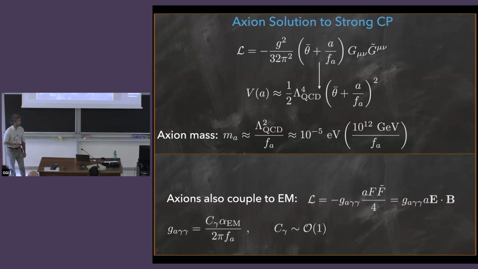And also, very importantly for this talk, and for most of the talks this week, the axion couples to electromagnetism through an operator that looks like a E·B, a F F-tilde. And this is inversely proportional to f_a, but there's some model dependence which can enter into the numerator.